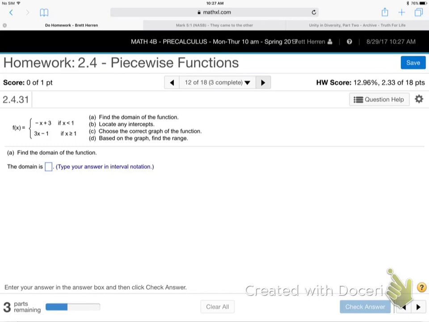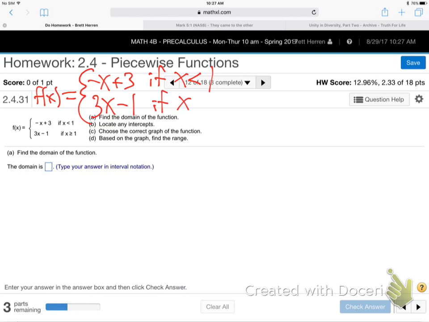Number 12. Okay. Number 12. So let me write it up here a little bigger for you. So f of x equals minus x plus 3 if x is less than 1. It's 3x minus 1 if x is greater than or equal to 1.